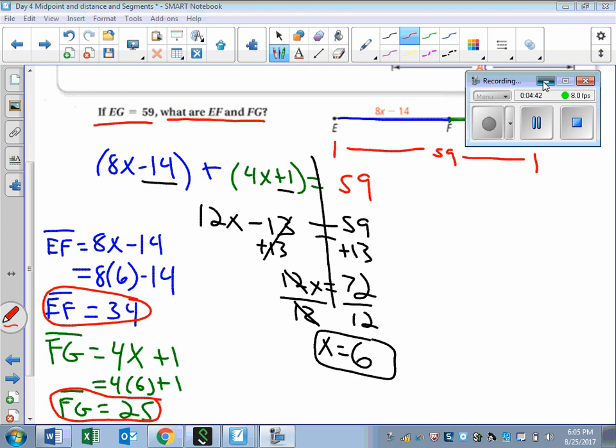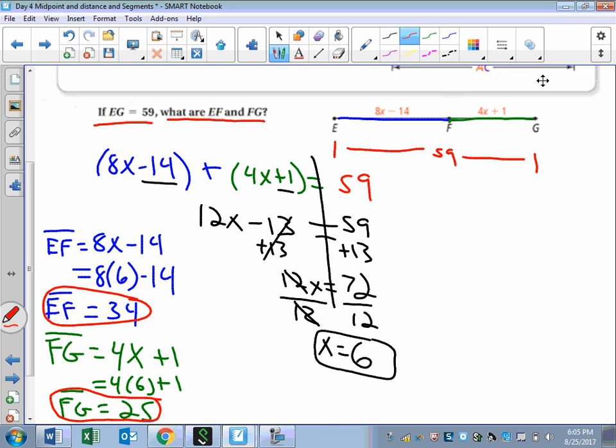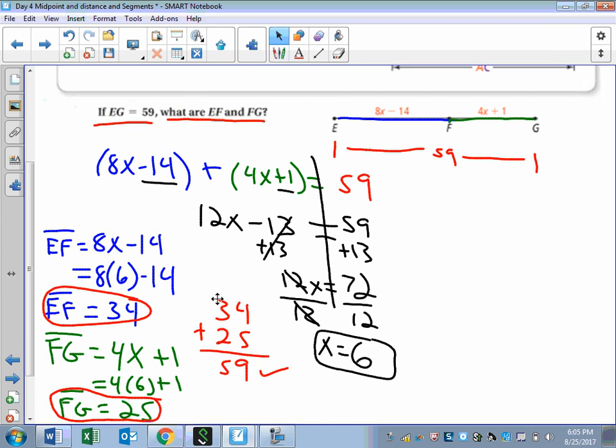So like I was saying, we got EF equals 34, FG equals 25. And that works because we know that the total has to be 59. So 34 plus 25 does equal 59, so that works. Okay, moving on.